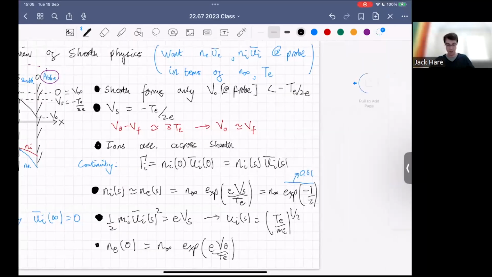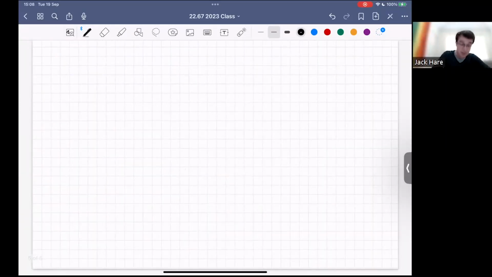Okay, so now if we have our probe, so this is for V0 less than TE over 2E, which is the condition that all this sheath theory requires. And just remember, V0 here is V of the probe. Hutchinson starts using VP here to mean the voltage of the probe, but then you might also think that's the voltage of the plasma. And I find that very confusing. So I'm writing it as V0 here.